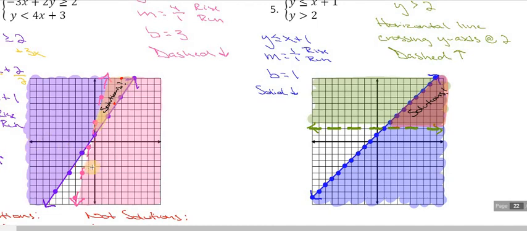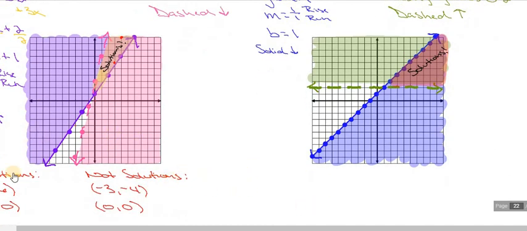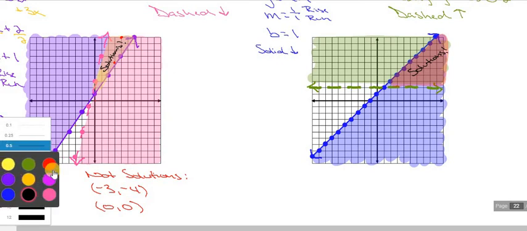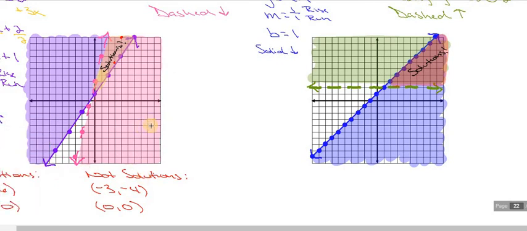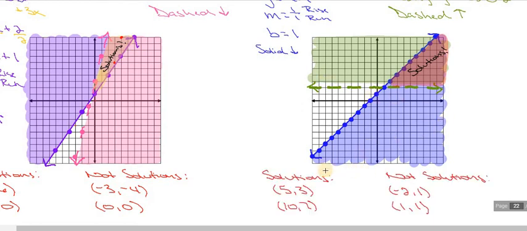Now you give me two ordered pairs that are solutions and two ordered pairs that are not solutions to our system. So I gave two ordered pairs that are solutions: the ordered pair 5, 3, and also the ordered pair 10, 7. Two ordered pairs that aren't solutions to the system would be -2, 1, and 1, 1. But you basically have a plethora of options for both scenarios here.